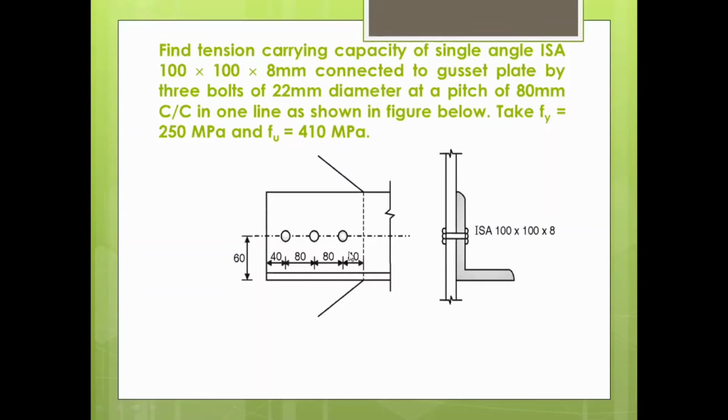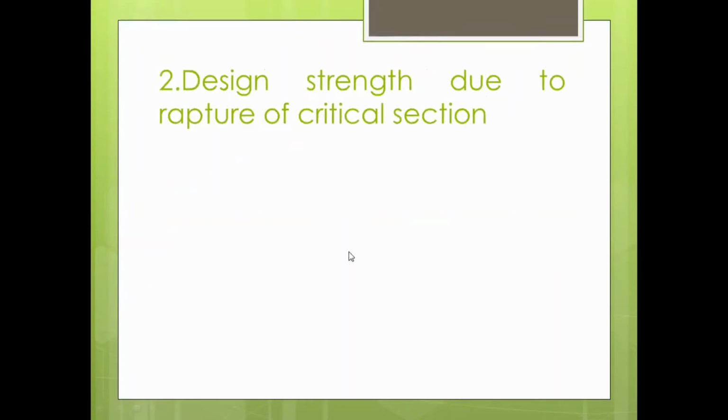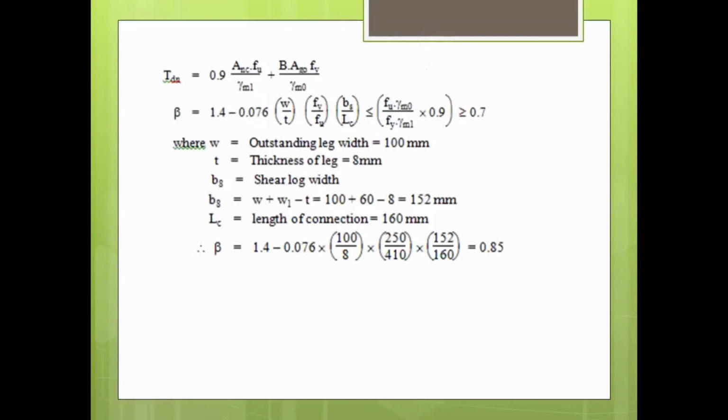This total length is the length of the connection. Why? Because the remaining half part of the bolt is not considered on both ends. So effectively, the center to center distance between the end bolts is the length of the connection, the effective length. So beta is evaluated using all these values, substituted here. We get beta as 0.85.